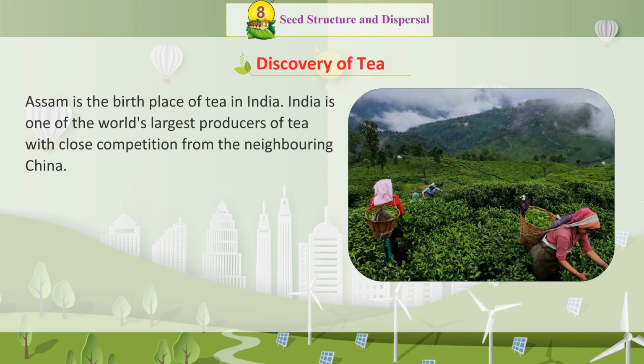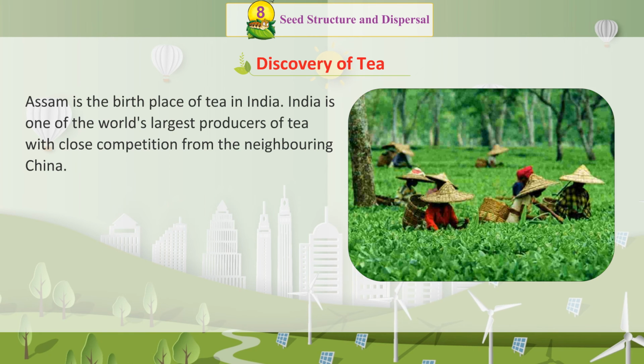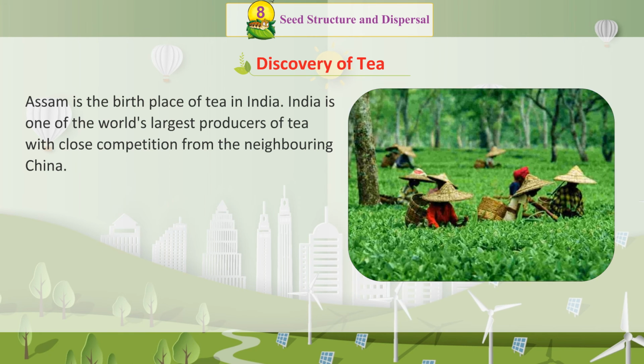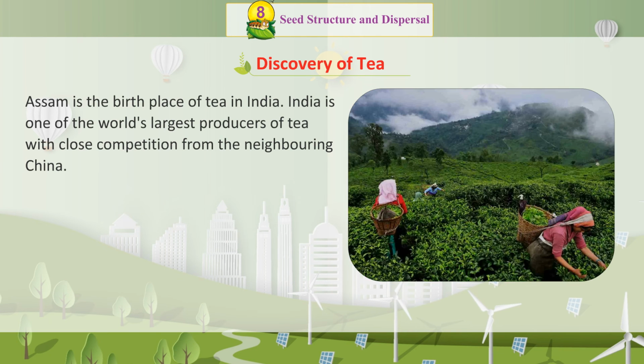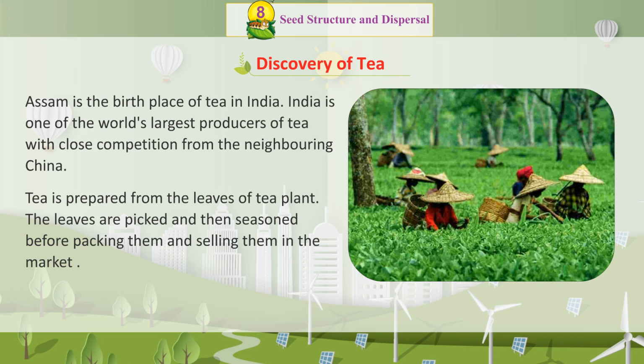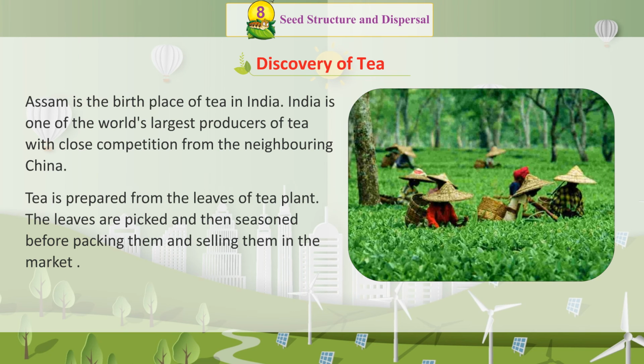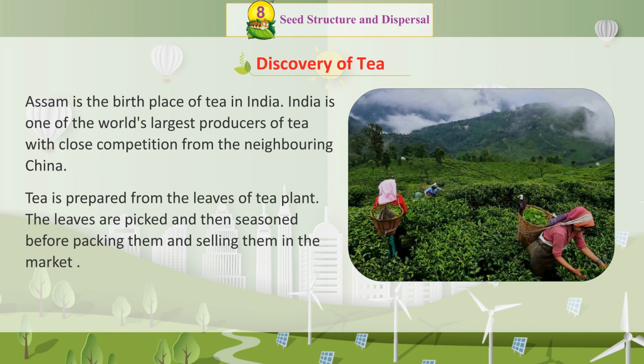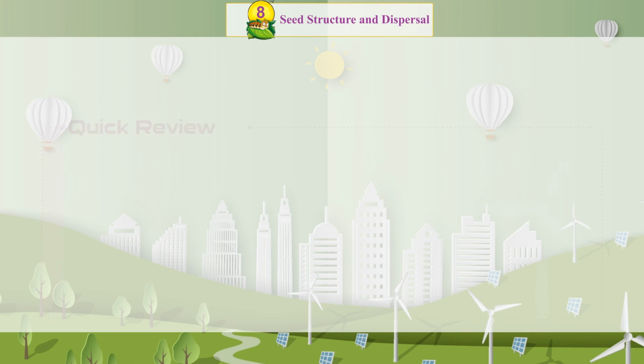Assam is the birthplace of tea in India. India is one of the world's largest producers of tea, with close competition from neighboring China. Tea is prepared from the leaves of the tea plant. The leaves are picked and then seasoned before packing them and selling them in the market.